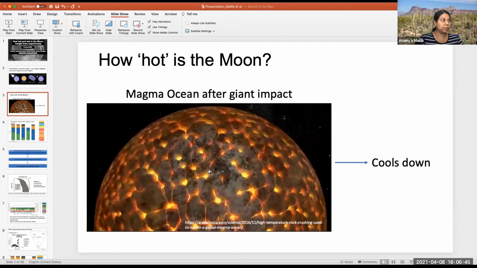So the first question is, how hot is the moon? As we know, the giant impact generated a lot of heat, and when the moon was formed, a substantial fraction of the moon was completely molten. It had a magma ocean. Then that magma ocean cooled down and crystallized different minerals, and that's basically how the solid body of the moon was formed.